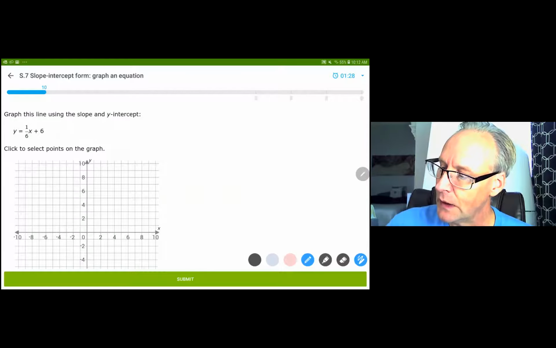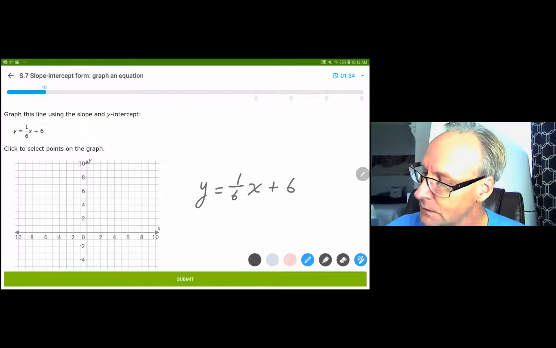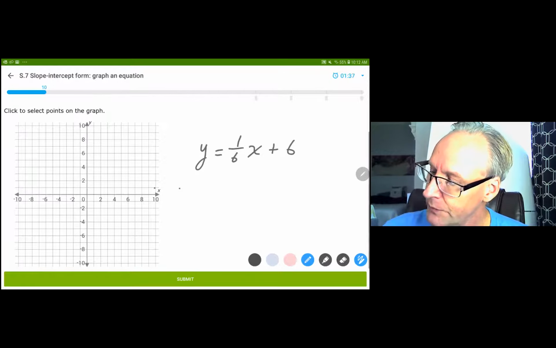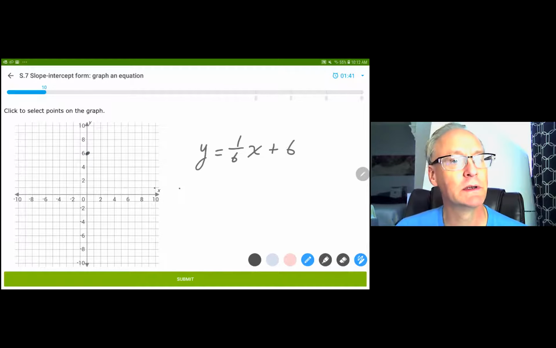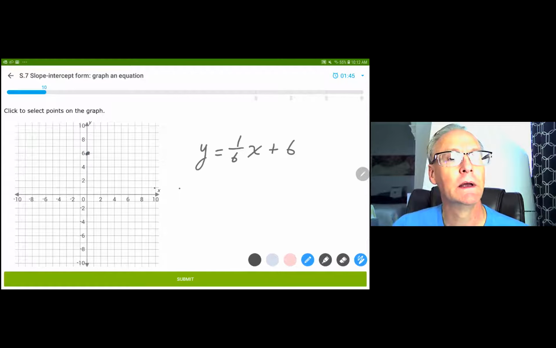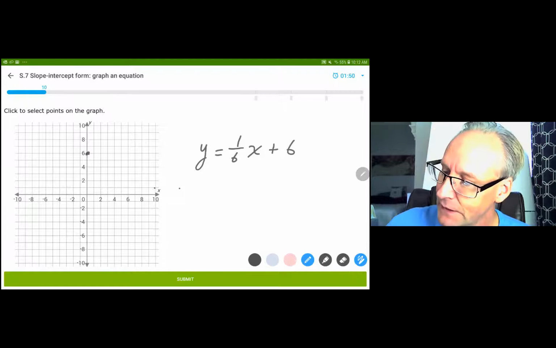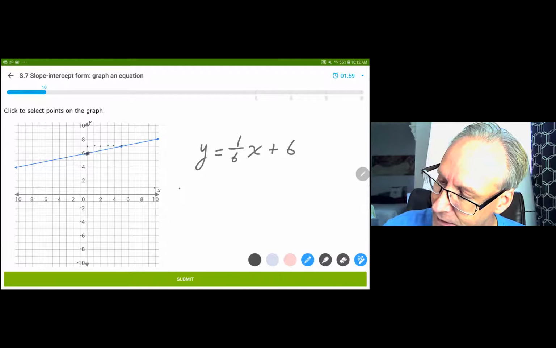This one is y equals 1/6 x plus 6. We'll move it up a little bit. Okay, so we're going to go through 0, 6. There's the y-intercept, and I think I might have accidentally turned it off. Let's make sure it's in there. And I'm going to go down 1, sorry, up 1 and over 6. This is not very steep. I'm going to go up 1 and over. Oh, dang it. 1, 2, 3, 4, 5, 6.